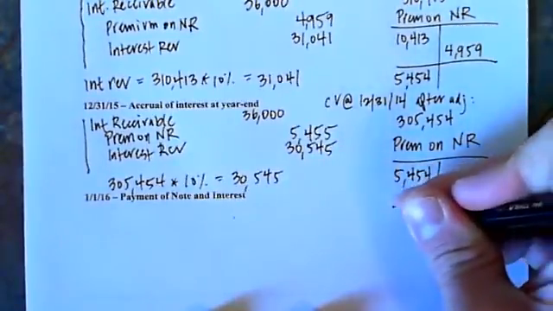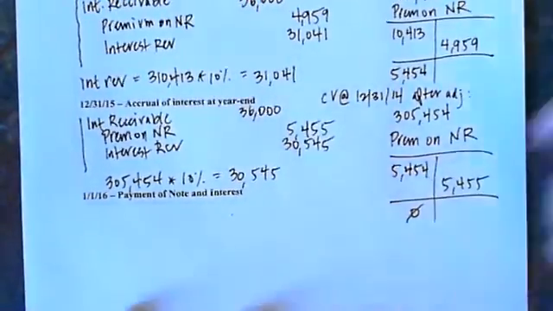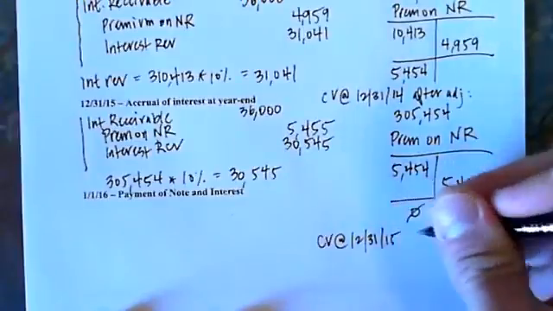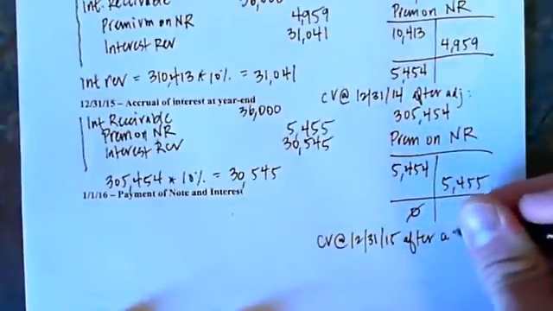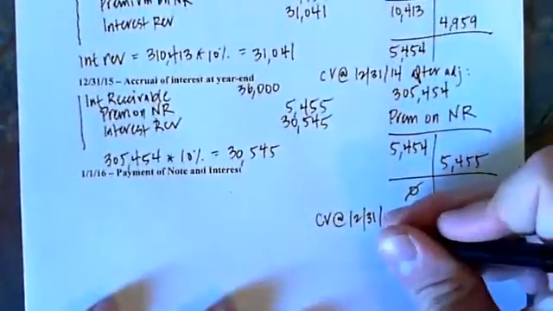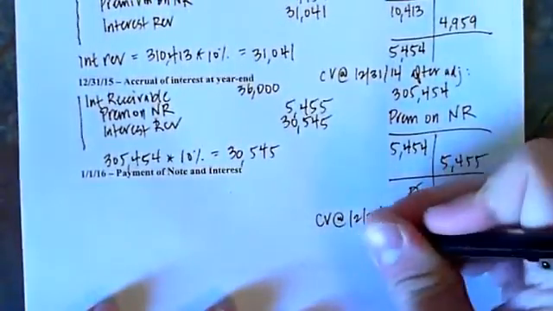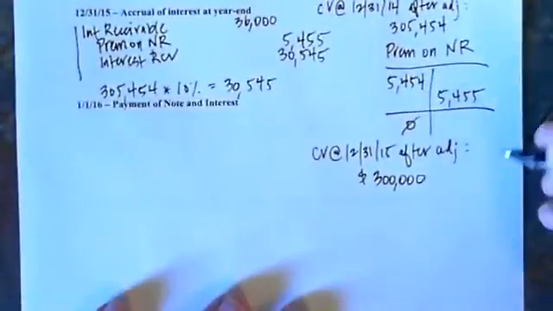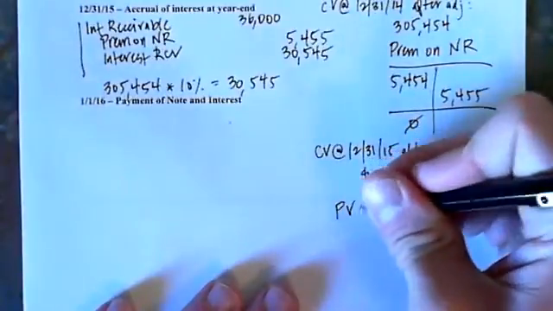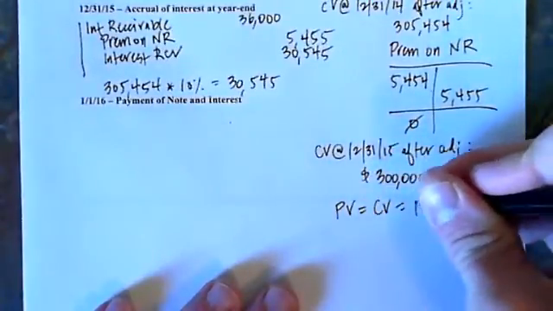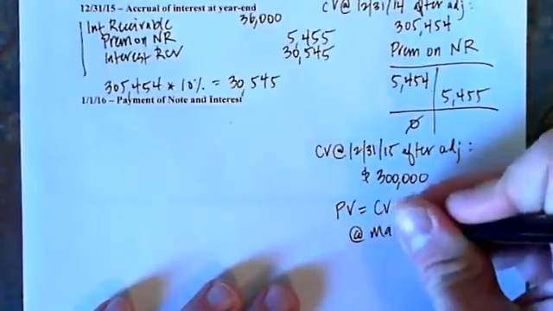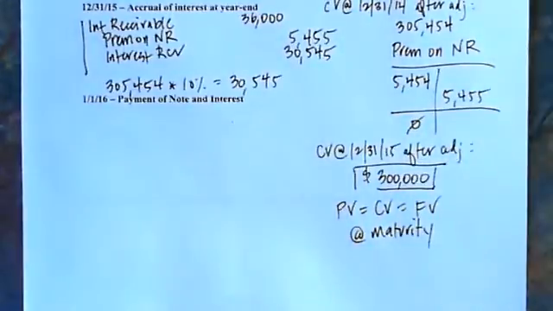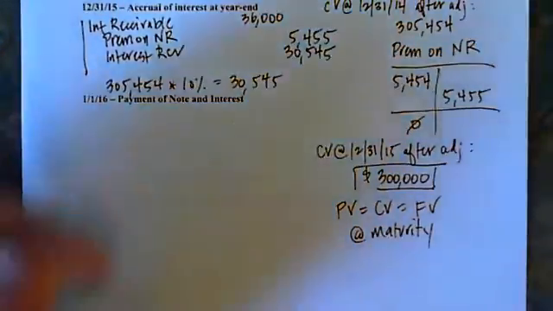So essentially we've zeroed this out. And then the carrying value at 12/31/15 after adjustment would be $300,000, which notice I said before at maturity, the carrying value is going to equal the future value, or the present value, which is the carrying value, which will equal the future value at maturity. And the future value was 300,000. And the reason why that happens is now we've eliminated all our premium or discount.